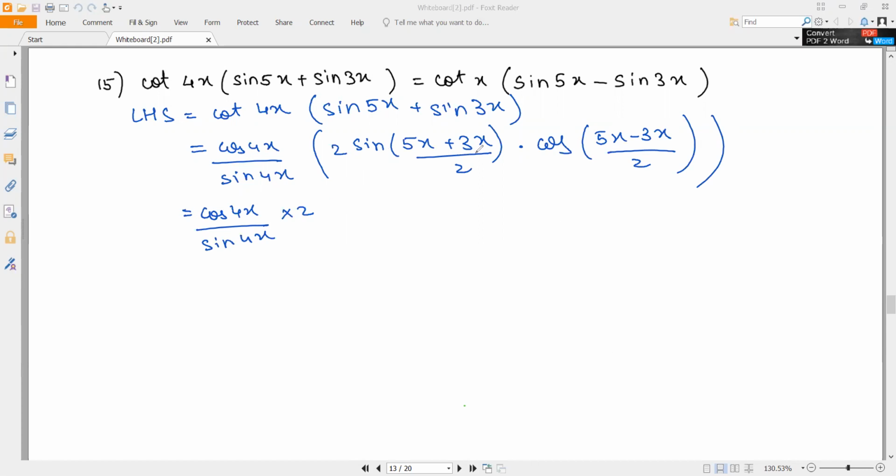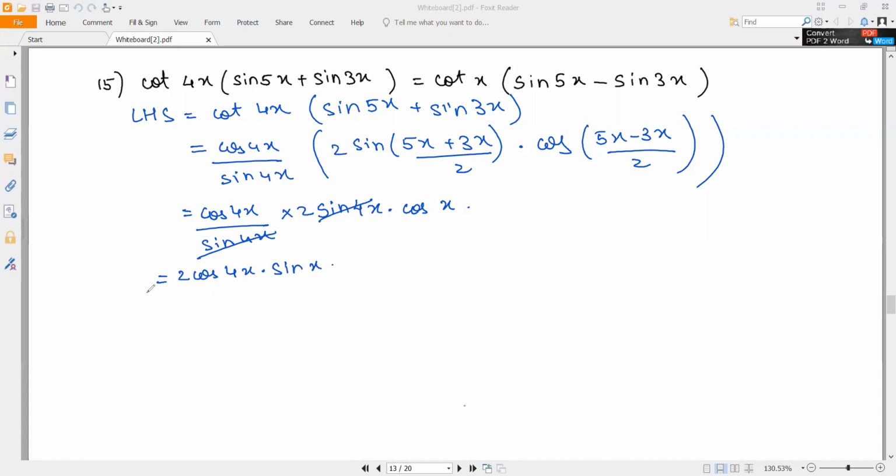Yeah, sin 5x plus 3x is 8x, 8x divided by 2 is 4x, so cos 4x, sin 4x into cos of 5x minus 3x is 2x, 2x by 2 is cos x. Okay. So sin 4x gets cancelled with sin 4x. We are left with 2 times cos 4x into sin x.